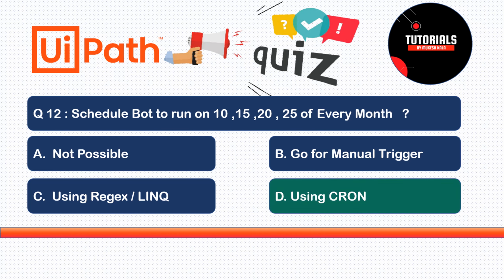And the correct answer is using the cron expression. So what exactly is a cron expression? Whenever we schedule a process in the orchestrator, we have two options, the time trigger and the queue trigger. So in the time trigger, as we have seen in the previous options, we have specific things, right? But if I have to schedule anything on a timely basis that is not covered, there is an advanced option which is available, and in that advanced option you have to use a cron expression.